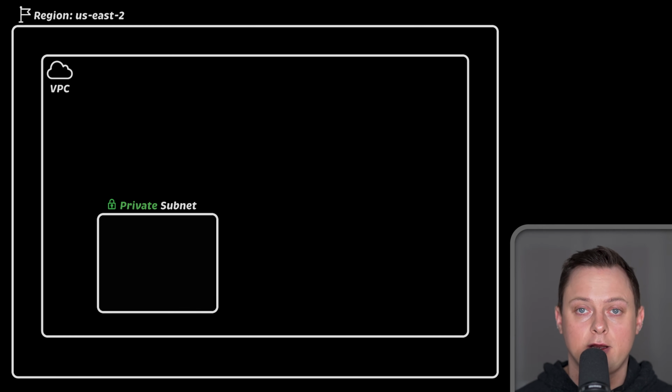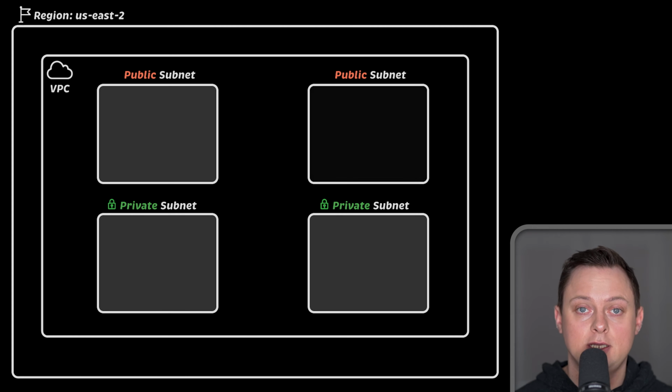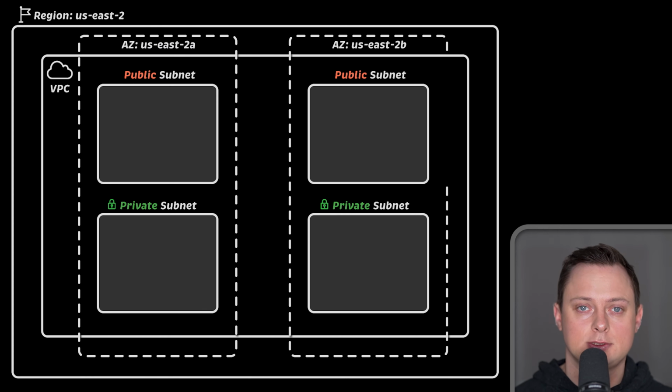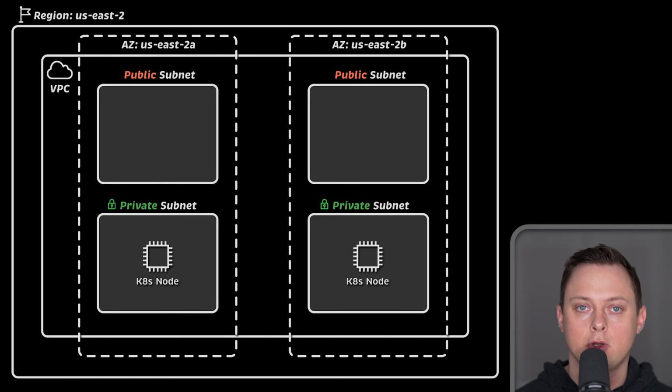We'll start by creating 4 different subnets, 2 private and 2 public, in 2 different availability zones. EKS requires you to provide multiple subnets in at least 2 different availability zones. We'll use private subnets to deploy Kubernetes nodes and use public subnets to provision network and application load balancers.